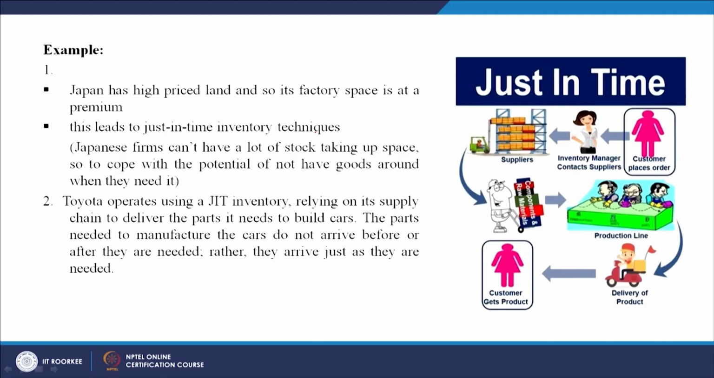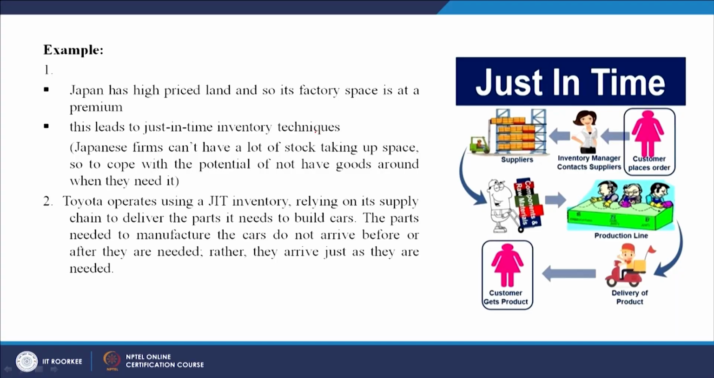So, take this example: Japan has high-priced land, so its factory space is at a premium. This leads to just-in-time inventory techniques. So, what is just in time? I would like the inventory only at the time when I require it. I do not want to store it in some place because storage is costlier and I do not have space. So, Japanese firms can't have a lot of stock taking up space.